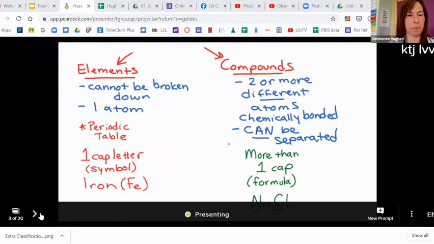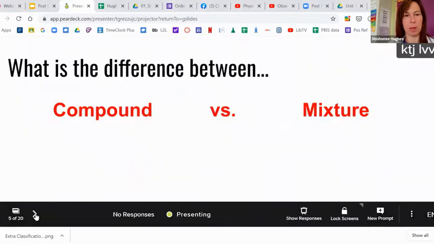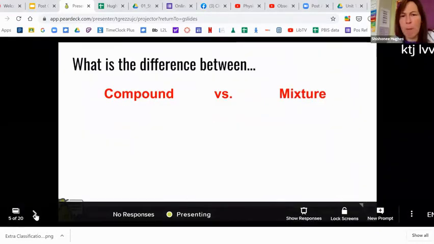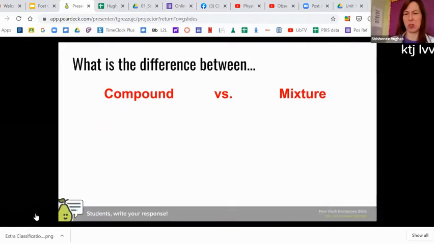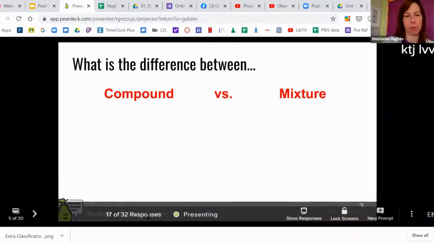All right, wait time. What do you got for compound versus mixture? This has been an interesting one today. Compound versus mixture.